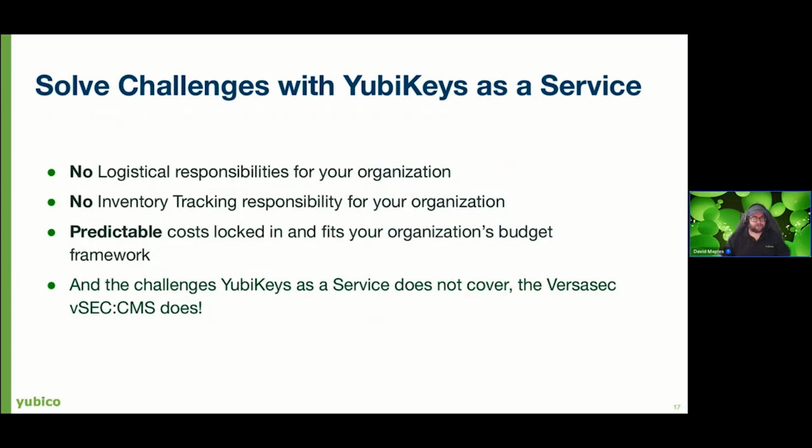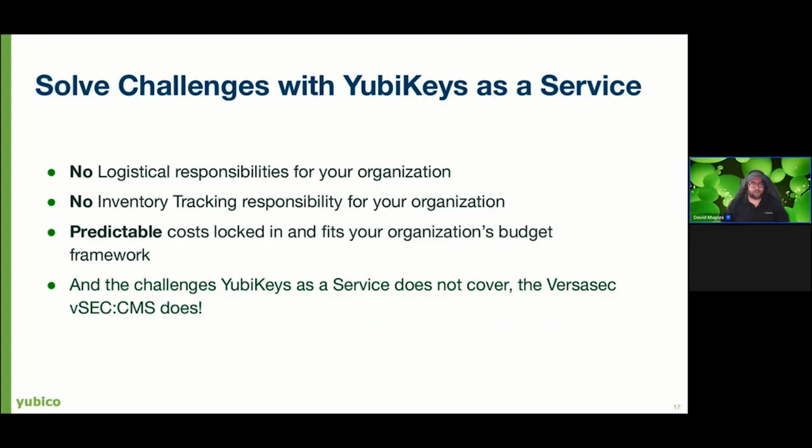To summarize, solving the logistical challenges with YubiKey as a service: YubiKey as a service handles your logistical responsibilities for your organizations. Take them off your administrator's shoulders. They handle your inventory tracking through our automated API, taking that off your organization's shoulders and allowing you to easily track and replenish YubiKeys as needed. It changes ad hoc demand to predictable costs, locked in and fits your organization's budget framework.